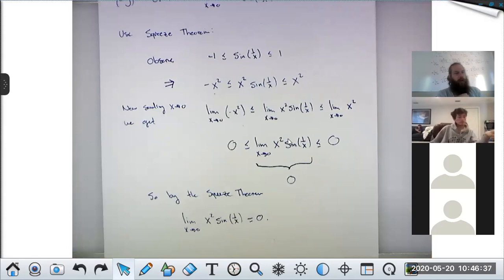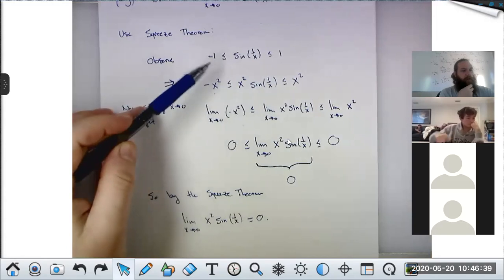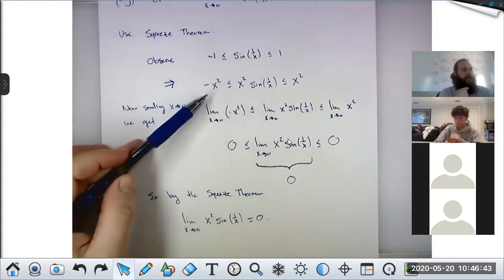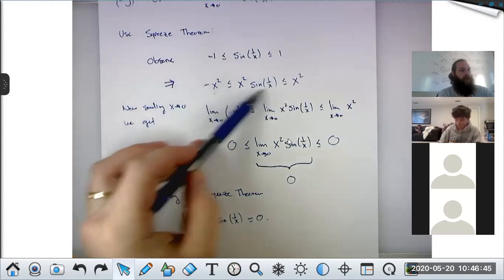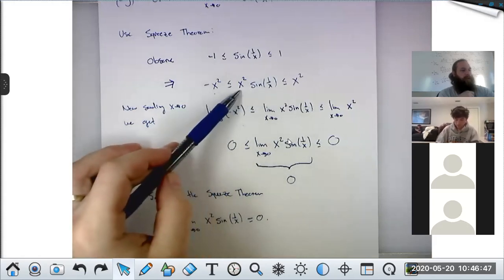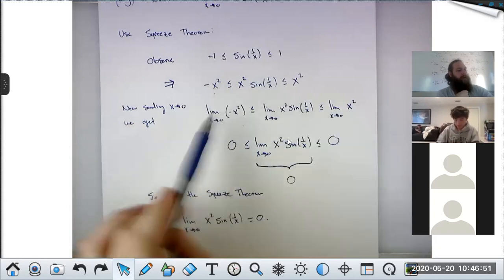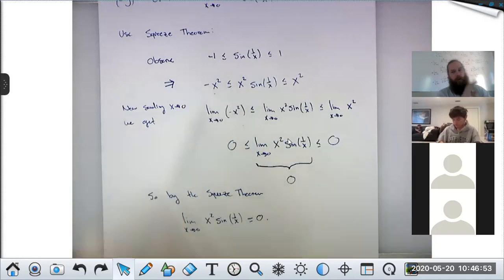They all kind of go like this. You start with some obvious bound, and then you use that bound to build up an inequality with your function in the middle. Then you take limits everywhere and hope that the two outside limits are the same. If they're not the same, you've got to go back and build some other inequality.